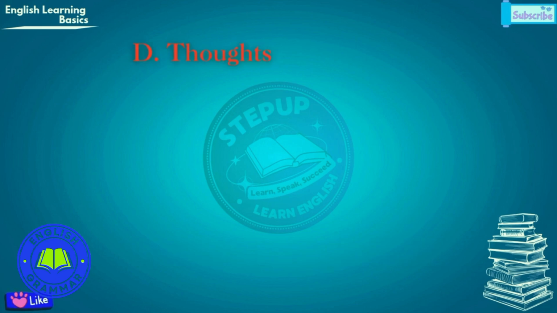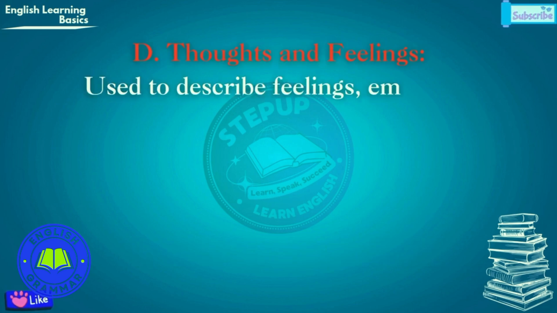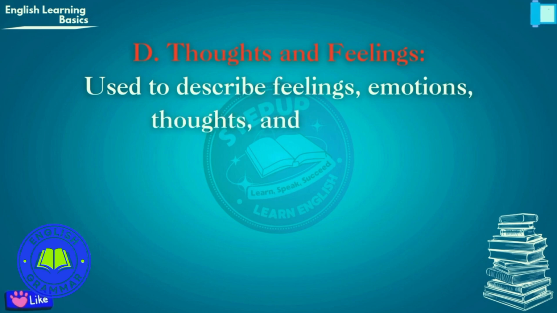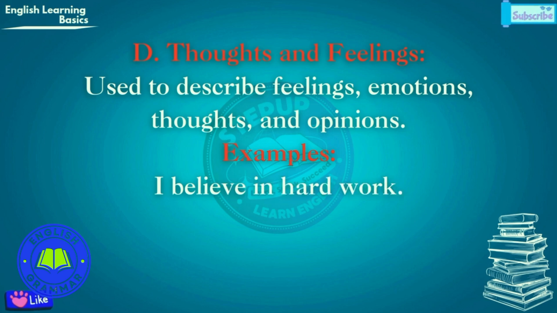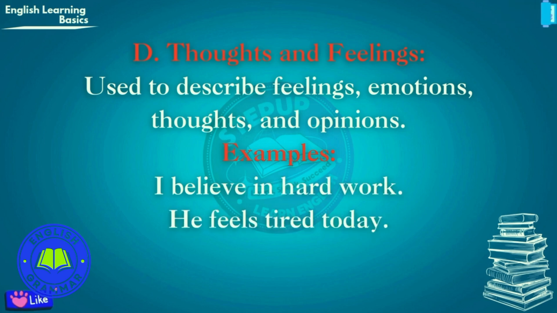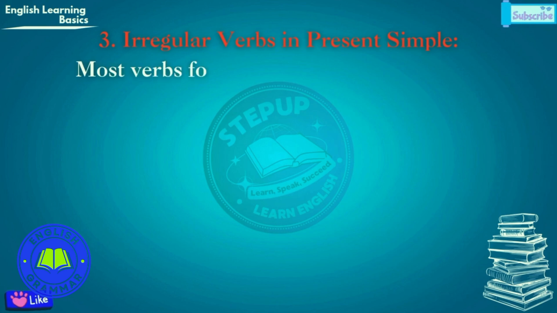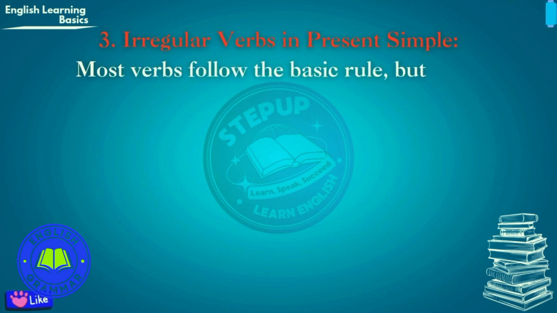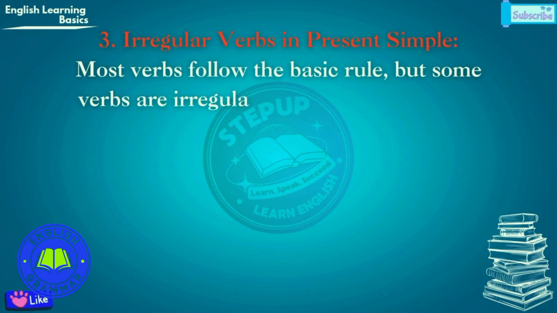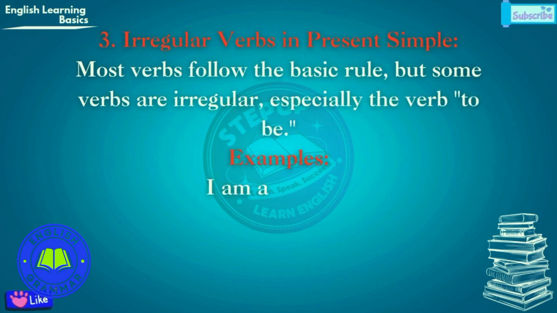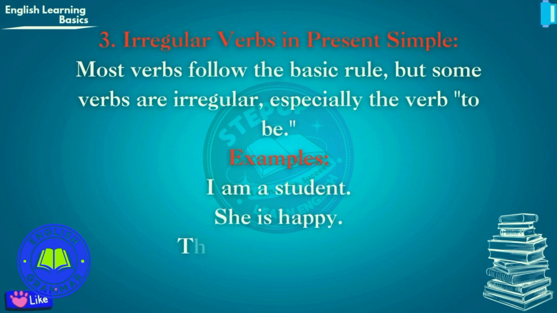D. Thoughts and feelings. Used to describe feelings, emotions, thoughts, and opinions. Examples: I believe in hard work. He feels tired today. 3. Irregular verbs in present simple. Most verbs follow the basic rule, but some verbs are irregular, especially the verb to be. Examples: I am a student. She is happy. They are my friends.